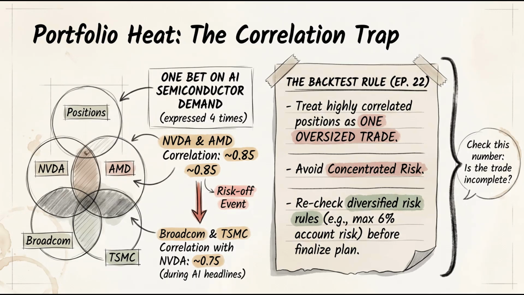Finally, we must address the correlation trap. If you own Nvidia, AMD, Broadcom, and Taiwan Semiconductor, you are not diversified. You are simply making one big bet on the semiconductor industry. These stocks share a correlation coefficient as high as 0.85 during market stress. You must treat these as a single oversized position. If your total risk across all 4 names exceeds 6% of your account, you are over-concentrated.